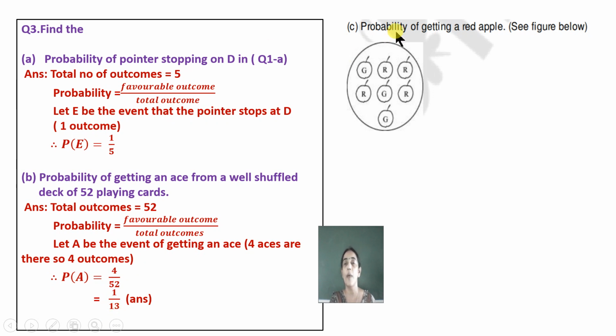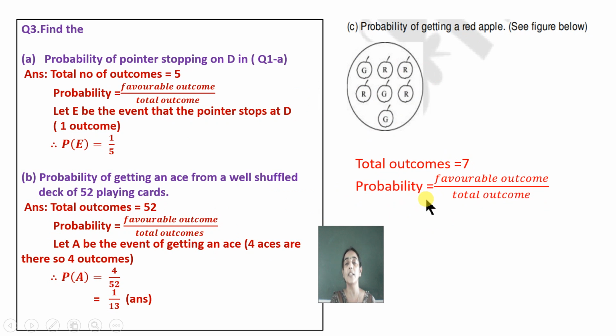Now here, probability of getting a red apple. First, what will we write? Total outcomes. So how many are the total outcomes? 1, 2, 3, 4, 5, 6 and 7. So I write down total outcome is equal to 7. Then what do we write? We write the formula, probability is equal to favorable outcome upon total outcome.